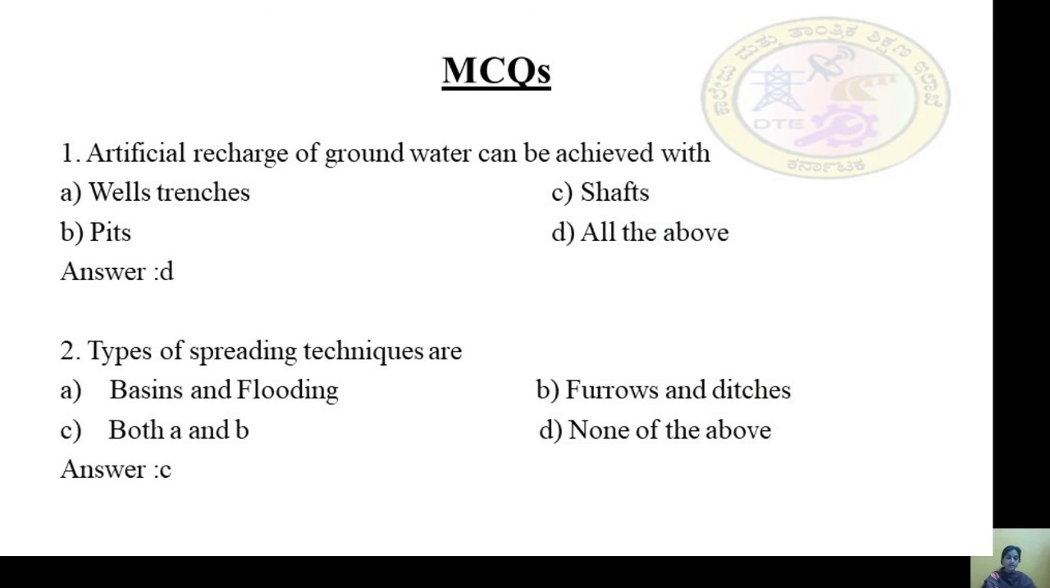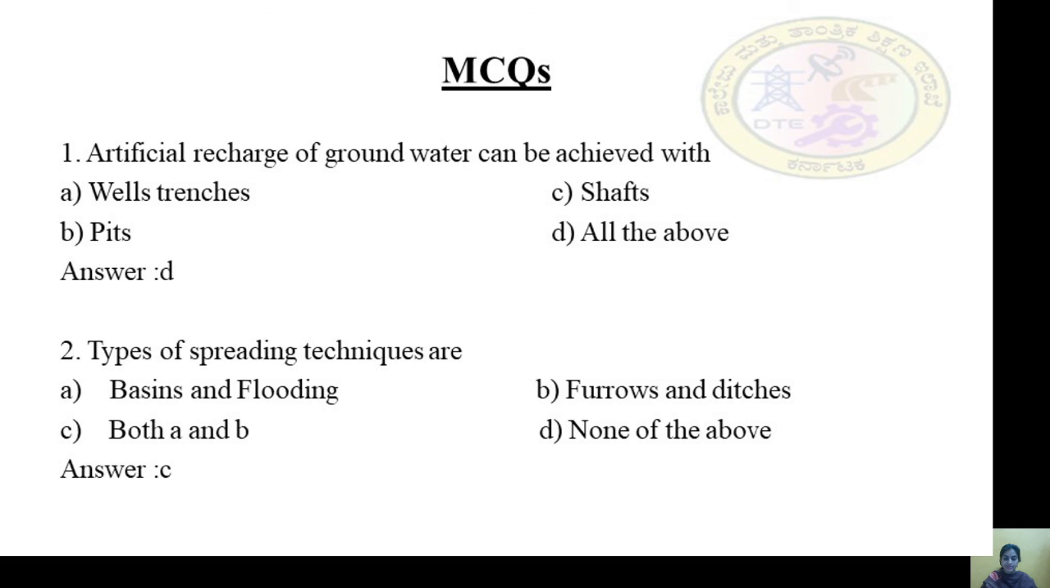So we shall go to the MCQs. Artificial recharge of groundwater can be achieved with wells, trenches, shafts, pits, or all of the above. The answer is D, all of the above. Artificial recharge of groundwater can be achieved with wells, trenches, pits, shafts. All three will recharge the groundwater artificially.